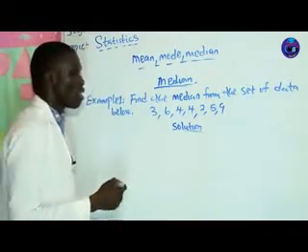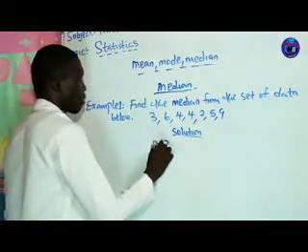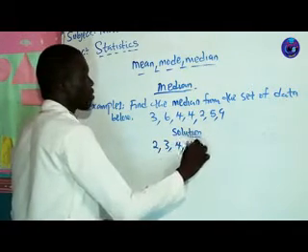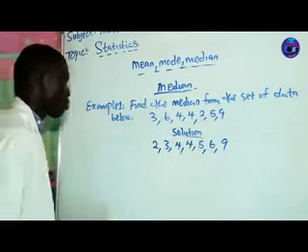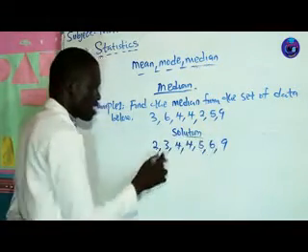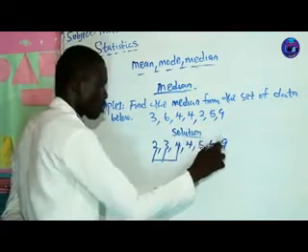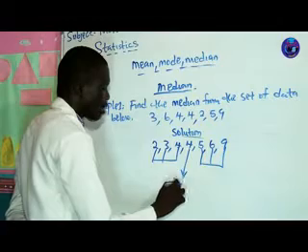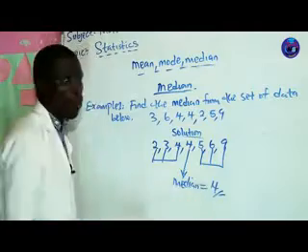So what are we going to do? Let's try this. The lowest number here is 2, followed by 3, followed by 4, followed by another 4, followed by 5, followed by 6, and followed by 9. Now, 1, 2, 3, 4, 5, 6, 7. Start counting from here. 1, 2, 3. 1, 2, 3. Okay. The number at the center is our median. So median equals 4.